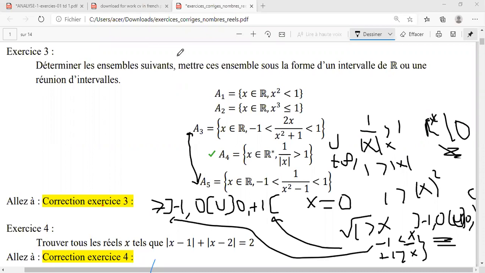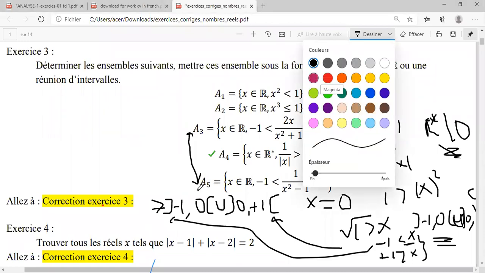I wanted to ask if it is possible to present these answers like the -1, 0 union 0, +1 on that diagram that you showed when you are starting. I present this. Okay, let me try. Bon.